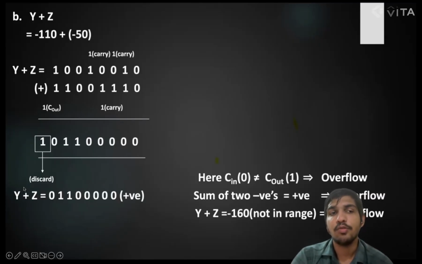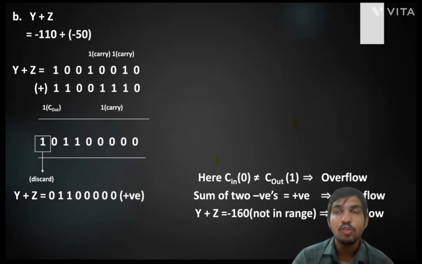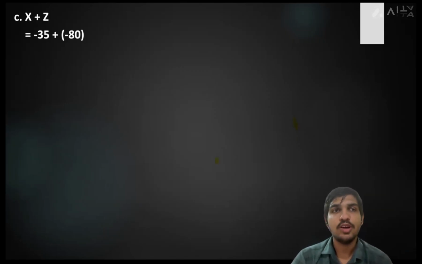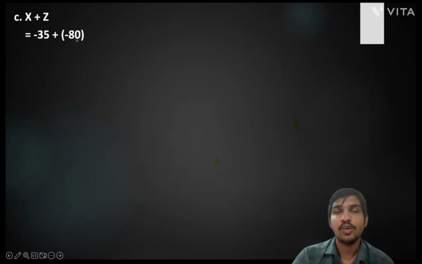Here we can see that if we find the y plus z decimal value, it will come as a positive number, but y and z are respectively negative numbers. The sum of two negative numbers cannot be positive, so it is definitely an overflow, but this method is not suggestible. Okay. So next, x plus z.